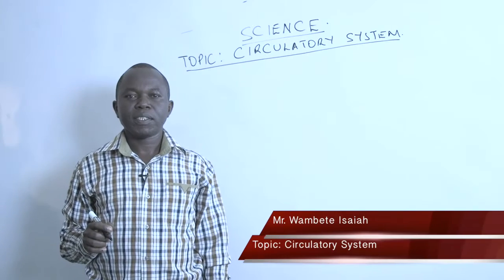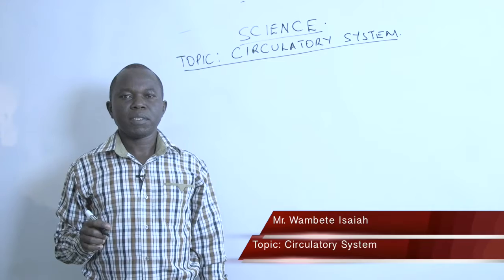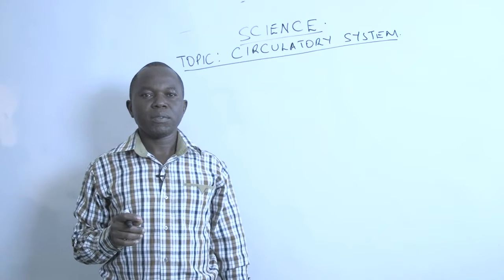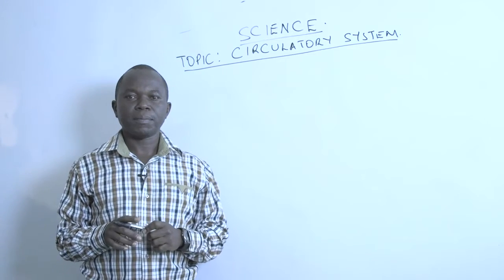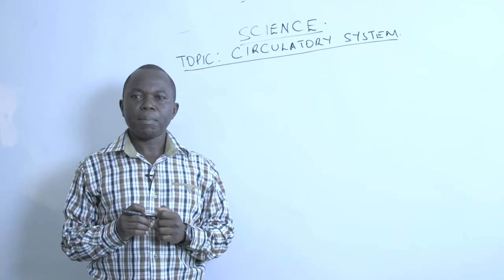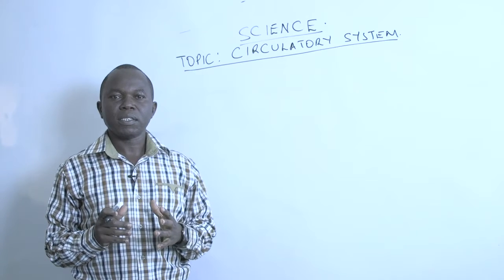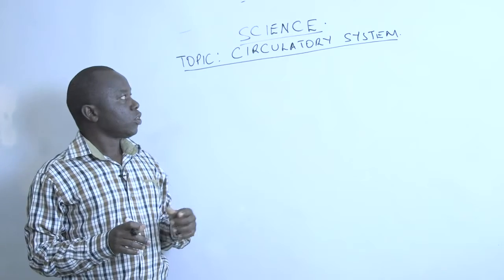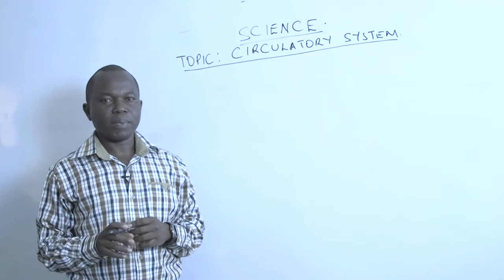Hello there. Previously, we were looking at body systems, and one of the body systems that we finished with was the digestive system. So today, we want to look at another body system called the circulatory system. Remember, we said that body systems are made up of different organs that are usually synchronized so that they can perform specific functions. So in the same note, the circulatory system will be made up of different components.